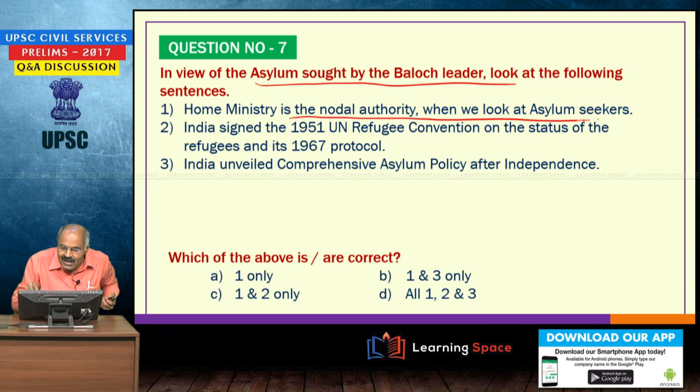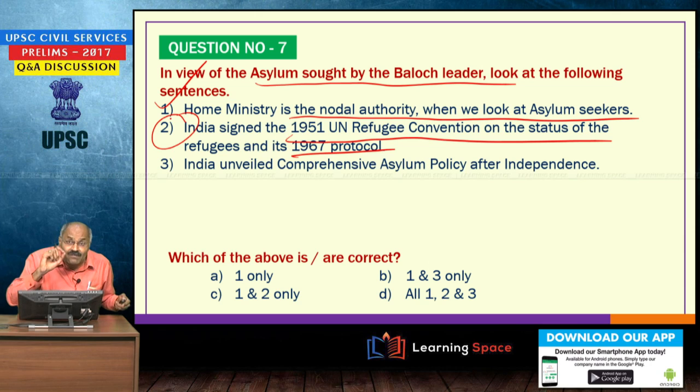The Home Ministry is the nodal authority when we look at asylum seekers. Absolutely correct, Home Ministry is the nodal authority in our country. India signed the 1951 United Nations Refugee Convention and 67 Protocol. Absolutely wrong. India has not signed the 1951 UN Convention on the status of refugees and the 67 Protocol. India is not a signatory to this. Third one is, India has no comprehensive asylum policy after independence. So, 1 only is correct. This type of question is expected because asylum has been in the news during a major part of the year.